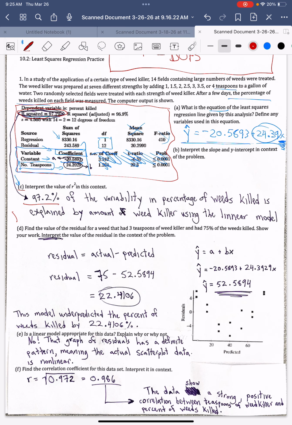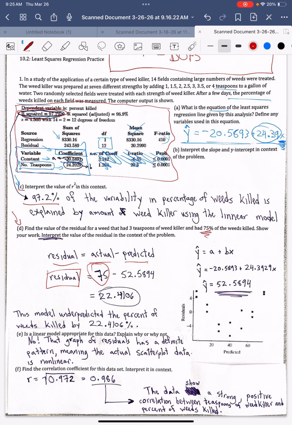I love this one. Part D is very helpful. Find the value of the residual for a weed that had 3 teaspoons of weed killer and had 75% of weeds killed. Show your work, interpret the value. So first of all, residual equals actual minus predicted. My hint to you is, in this case, we're solving for the residual. So we found the actual, right?